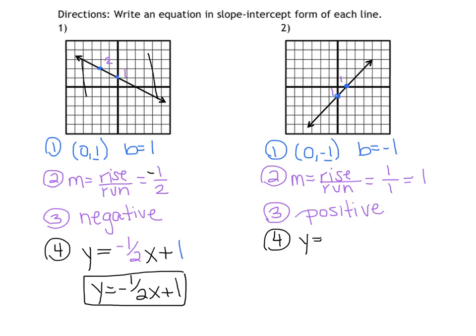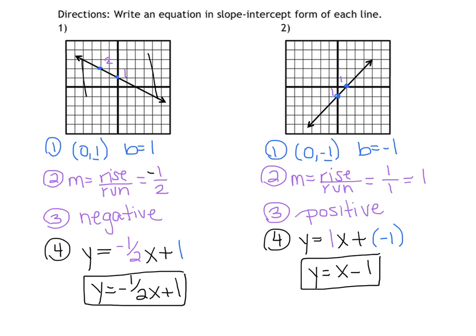So y equals, my m is 1, x plus my b is negative 1. So minus 1. Now in this y equals 1x plus a negative 1, we can simplify this. So y equals 1x, just write x, and then when we have plus a negative, that means we're subtracting, so it's minus 1. Therefore, your answer is y equals x minus 1. That is the equation of the line.